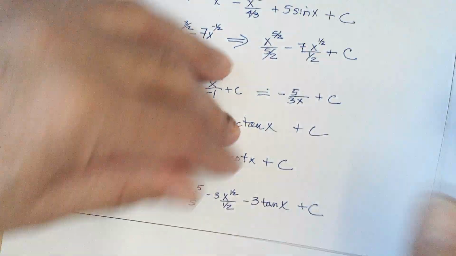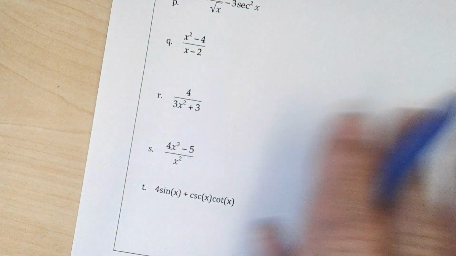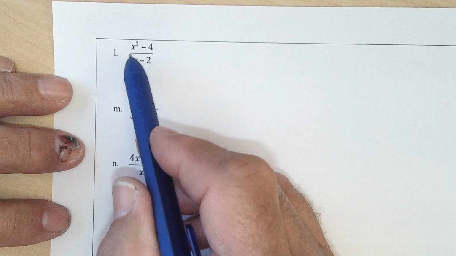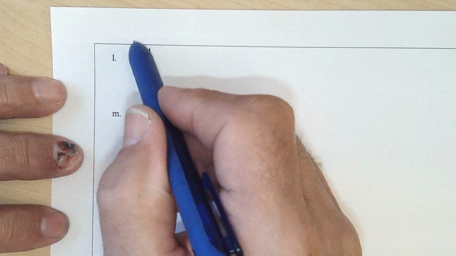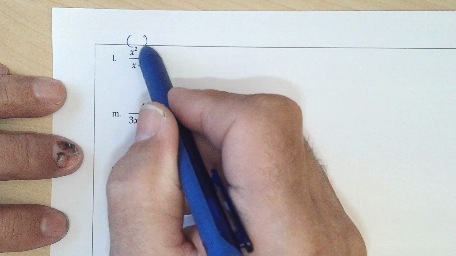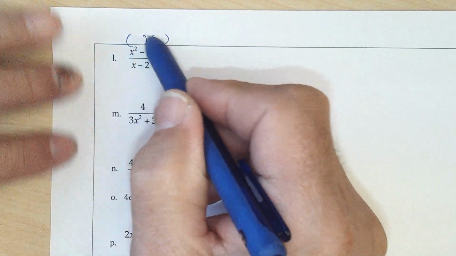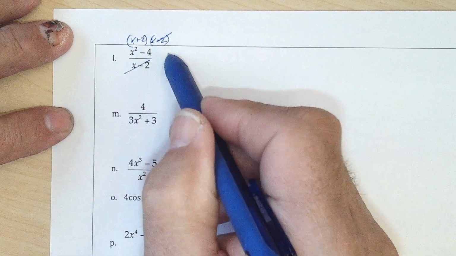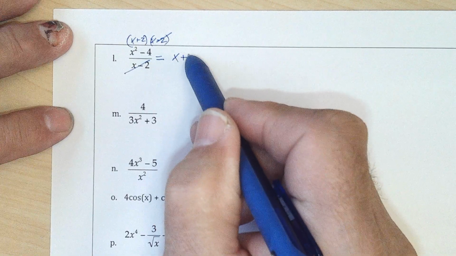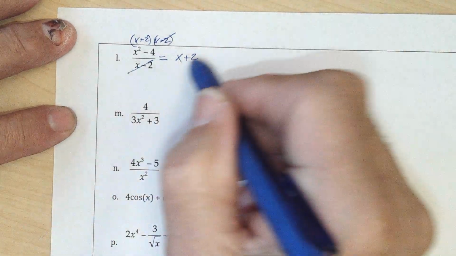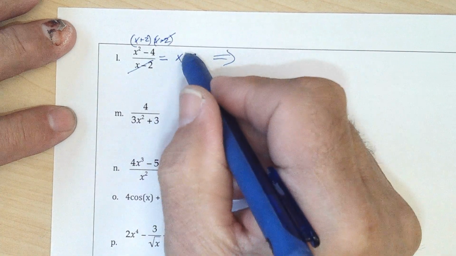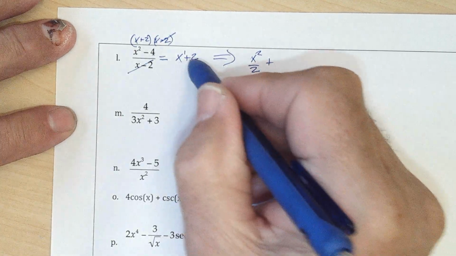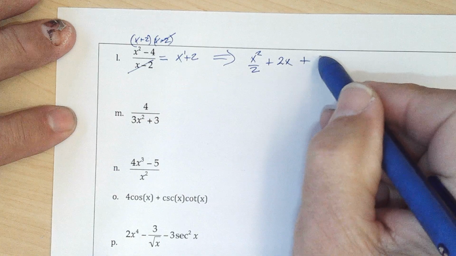Let's continue. Got division. Can't do division in separate pieces. So hopefully this factors to something where I can get rid of this x minus 2. X plus 2, x minus 2, they cancel. So all this is equal to x plus 2 except that 2. So the antiderivative of this, just raise the power by 1, it becomes x squared over 2 plus 2x plus c.